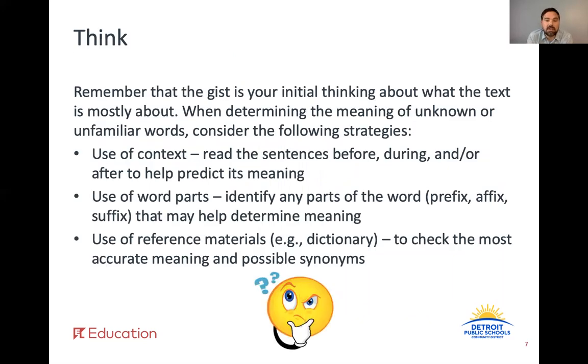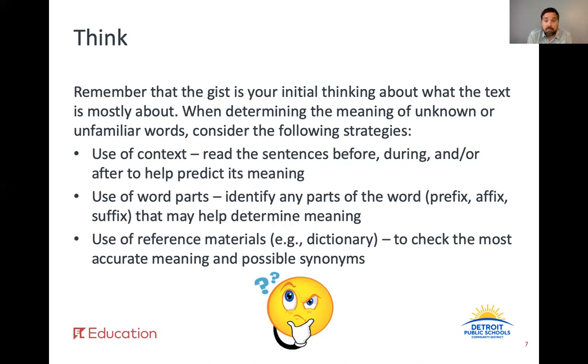Now that you've had a chance to look at the text again, I want you to think about a couple of things. Remember, the gist is your initial thinking, your first kind of thinking about what the text is mostly about. Also, when determining the meaning of unknown or unfamiliar words, consider the following strategies in order. Use of context. Read the sentences before, during, and after to help predict its meaning. Once you think you know the meaning of a word, try replacing that word with what you think it is. Does it make any sense?